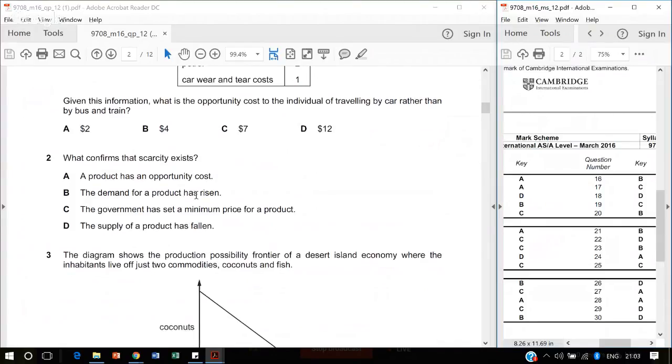What confirms that scarcity exists? A product has an opportunity cost. The demand for a product has risen. The government has set a minimum price for a product. The supply of a product has fallen. So scarcity exists. That's to do with us having to make choices about how we allocate resources because we don't have unlimited resources. That clearly is answer A, where we see that a product has an opportunity cost, which implies that there is some other option. There's a next best alternative, which we are foregoing when we make an economic decision.